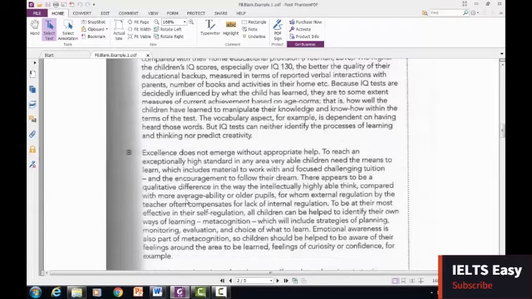All right, so we're looking for something that they don't have. In this sentence, there's going to be language that's related to the words "do not have," and that's going to be our answer choice. So it says there appears to be a qualitative difference in the way the intellectual, highly able think, compared with more average ability or older pupils, for whom external regulation by the teacher often compensates for lack of internal regulation. So our answer is internal regulation, because the words "lack of" are the same as "do not have."